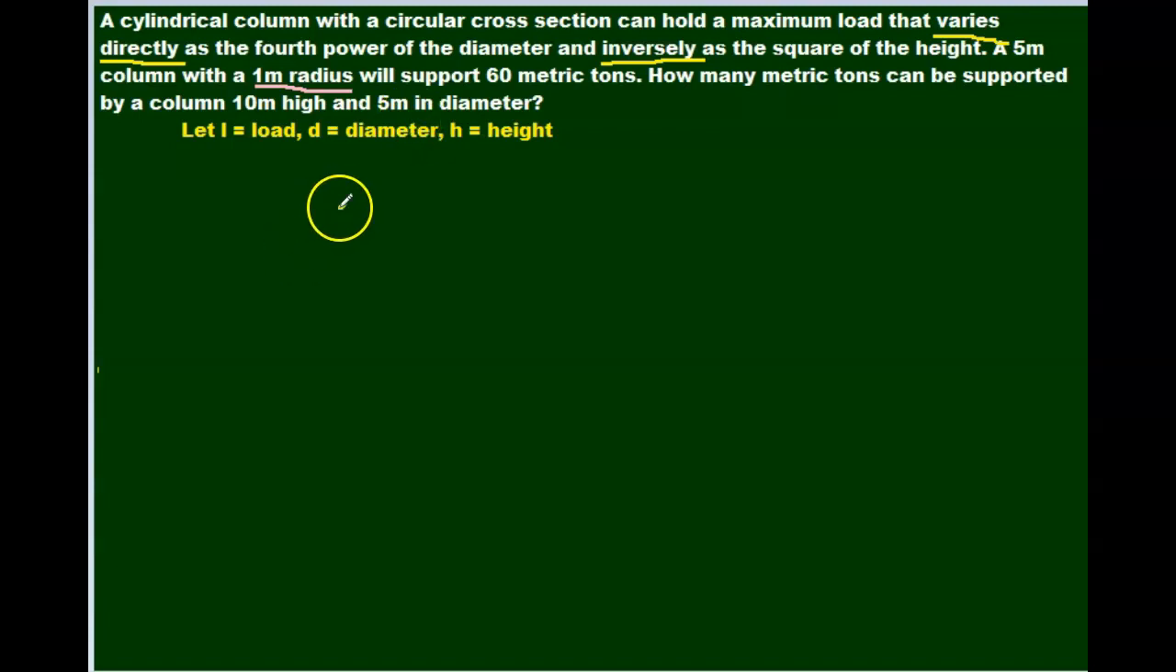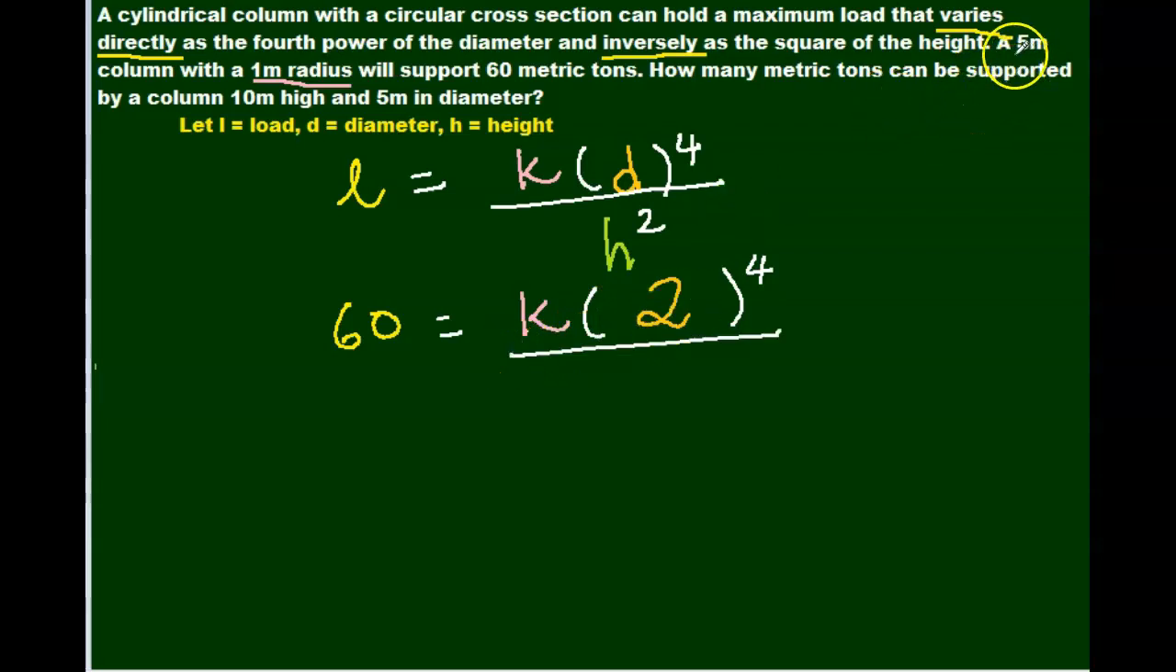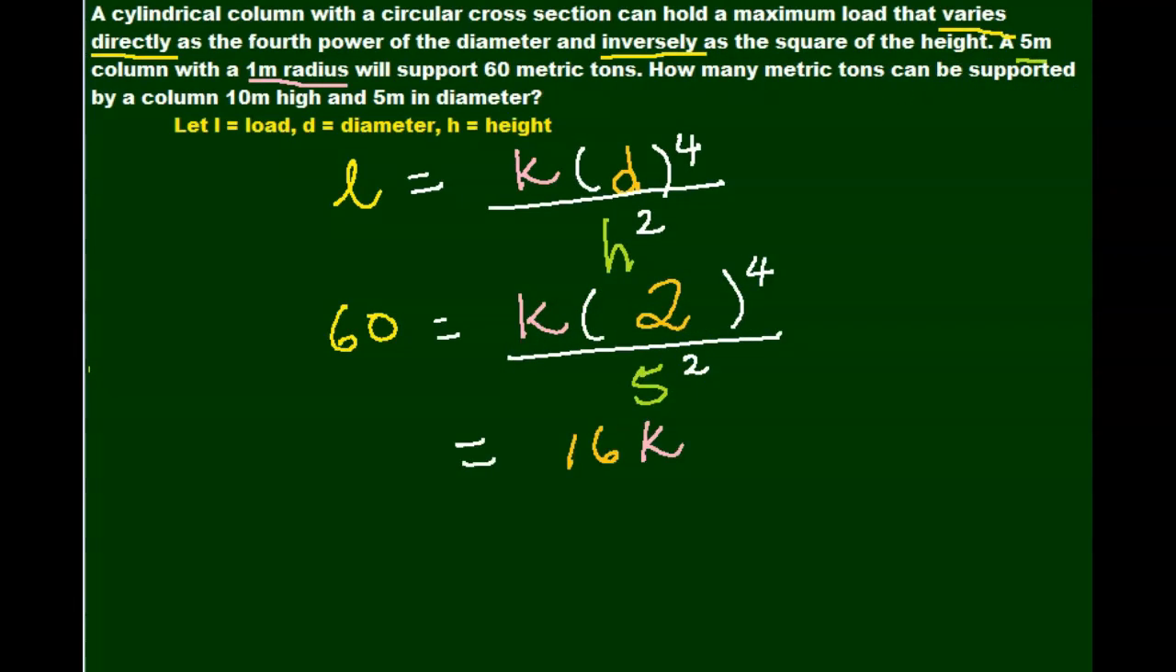So we're told that L varies directly, so it's K D to the 4th power, and inversely, so over H squared. In this first part of the problem, our load is 60 metric tons, so L is 60, K is unknown. Now we're not told what our D is, we're told what our R is. R is 1, so my D is 2, because the diameter is twice the radius, over H, which is 5 squared. So we simplify that. 2 to the power of 4 is 16. And 5 squared is 25.